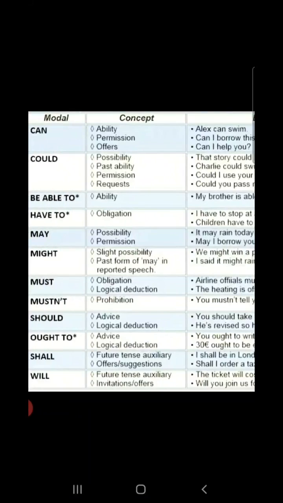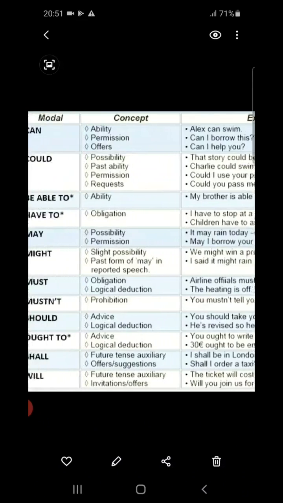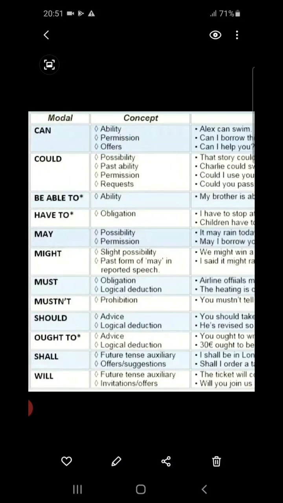Next, permission. May I borrow your dictionary? Students, here C will be there, DICTIONARY. So, may I borrow something from you? So, that is a sort of taking permission.